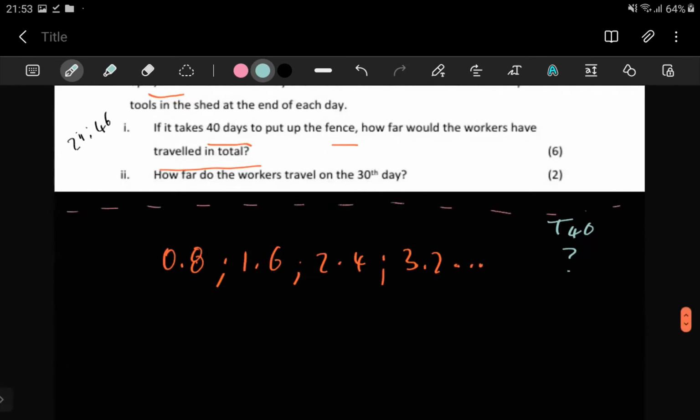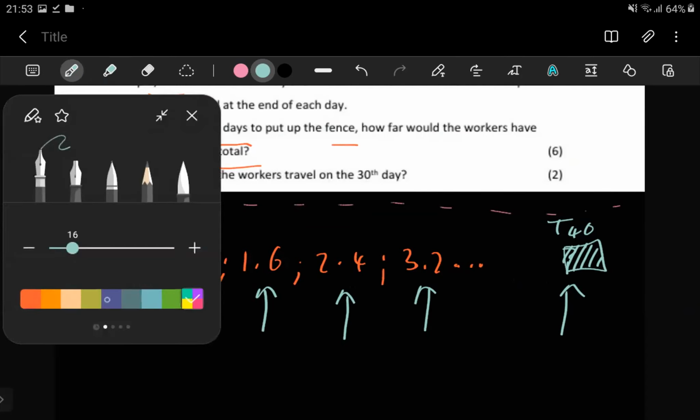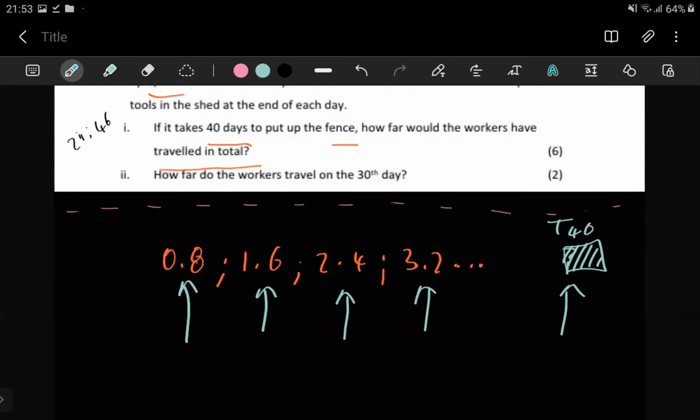So putting up the fence, it looks like the T40 is all we need to find because day one, they walked this much. Day two, they walked this much. Day three, they walked this much. Day four, they're going to walk a certain amount of kilometers. And then the question is asking how far would the workers have traveled in total? So them asking us how far they would have traveled in total, they technically want us to then go ahead and add this and this and this and this. Do you see that?